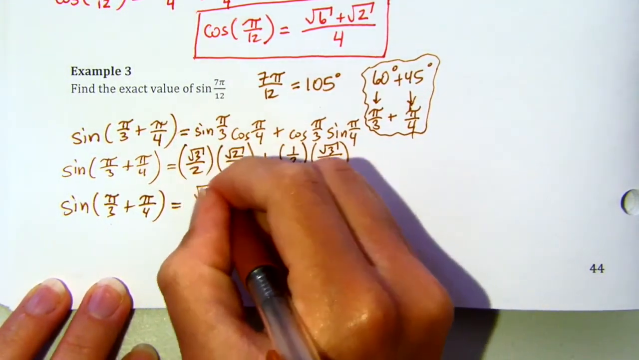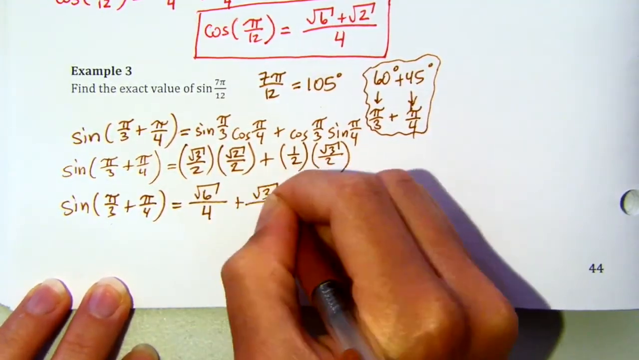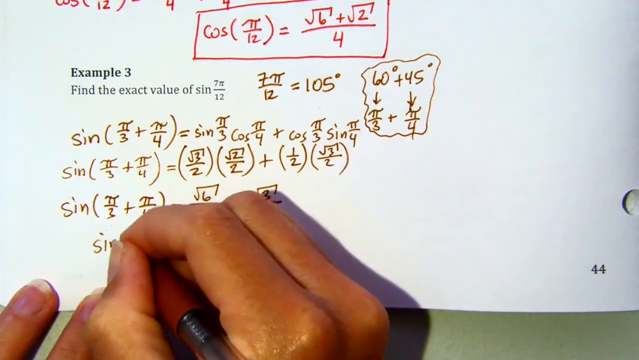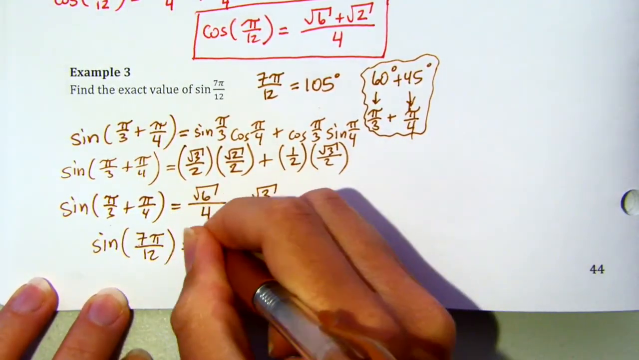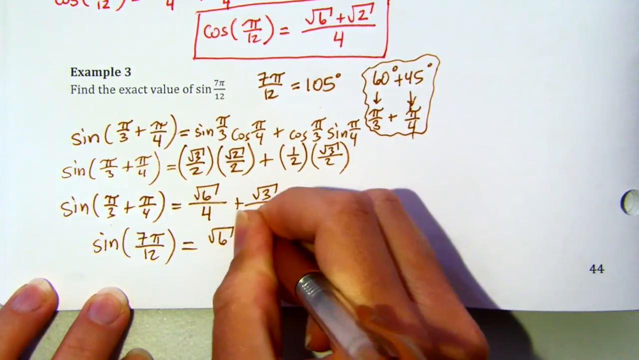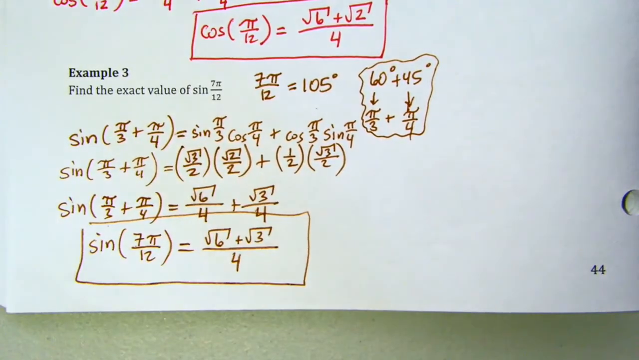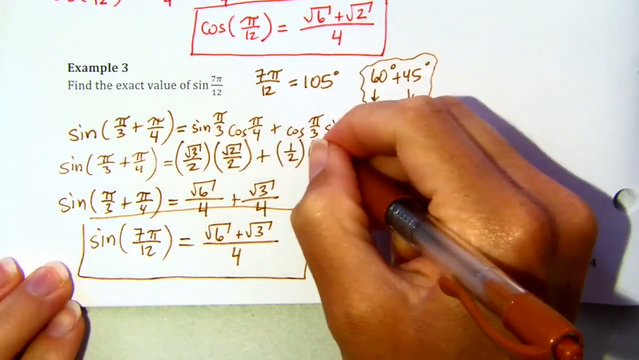Here we get the square root of 6 divided by 4 plus the square root of 3 divided by 4. Add those fractions together. The sine of 7 pi over 12 is equal to the square root of 6 plus the square root of 3, all divided by 4. Oops. Error. That should be the square root of 2.